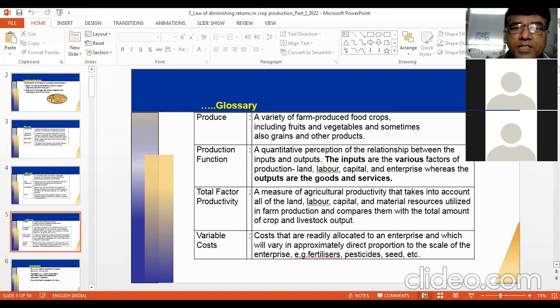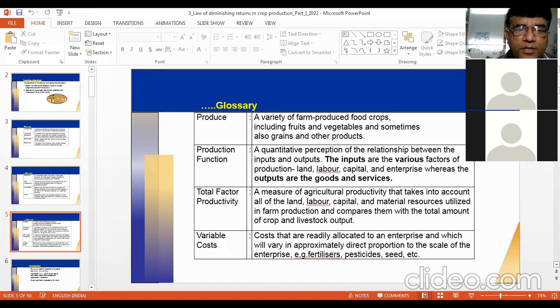A quantitative perception of the relationship between the inputs and outputs. Inputs are various factors of production like land, labor, capital, and enterprise, whereas the outputs are the goods and services. So output can be with respect to goods, which is your produce, and services.